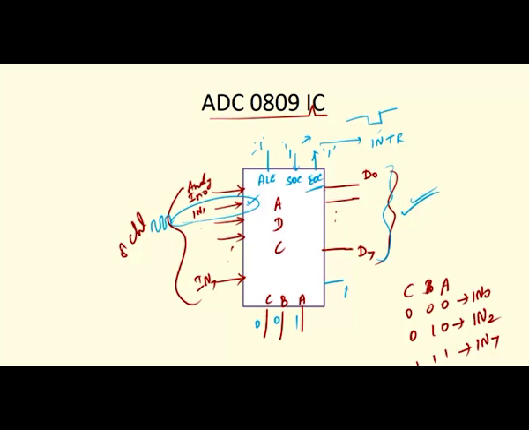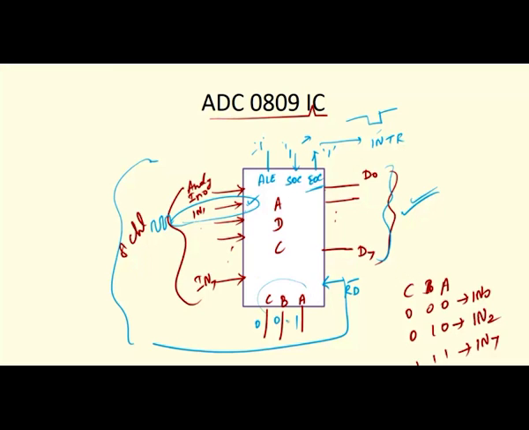Now you have to activate the read bar signal to read the data, which you can activate from the controller or any kind of processor. So, the ADC 0809 is an 8-bit ADC with 8 channels. You can give 8 different inputs via these pins, and any one of the channels will be selected by the selection lines, which are ABC.